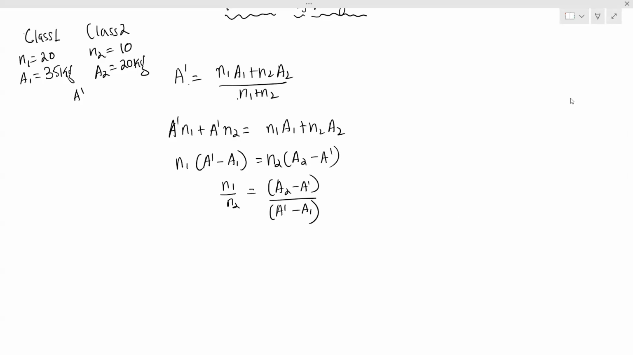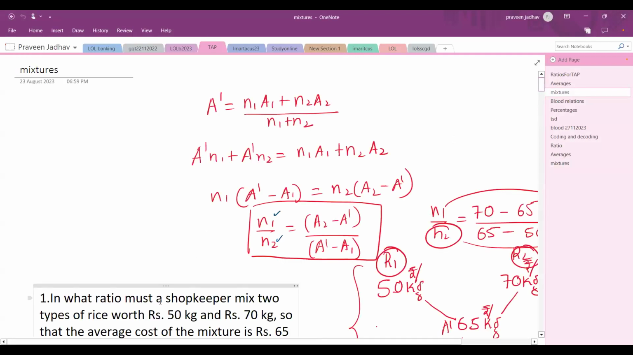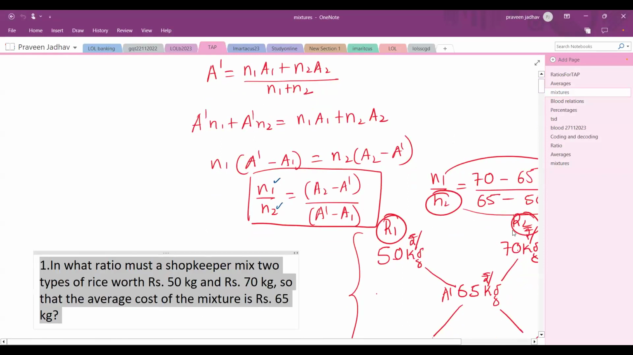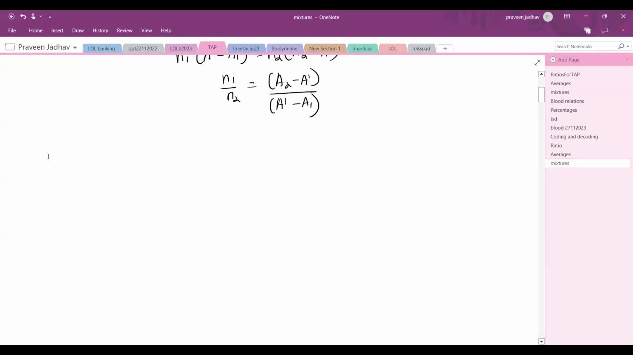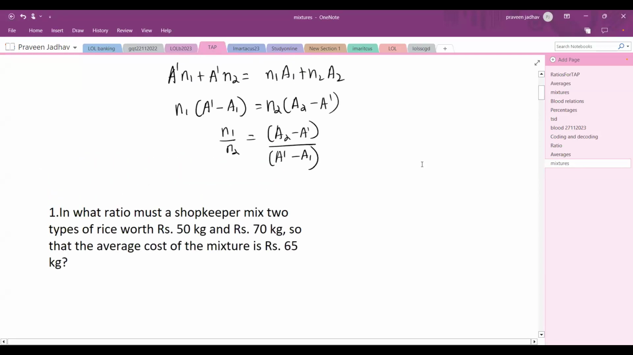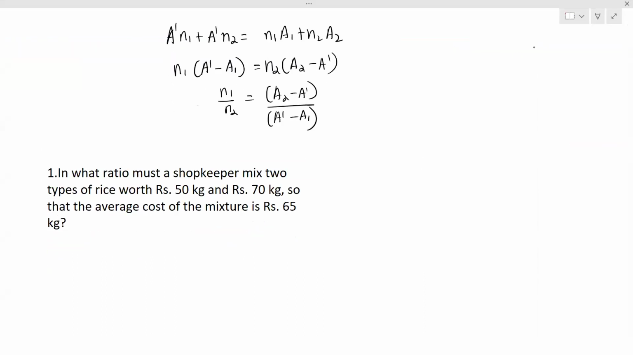Now, let me show you a very simple example that I've used previously as well. Just give me a second. I'll take that question for you. Let's apply this formula onto this question. In what ratio must a shopkeeper mix two types of rice worth 50 rupees a kg and 70 rupees a kg so that the average cost of the mixture is 65 rupees per kg?